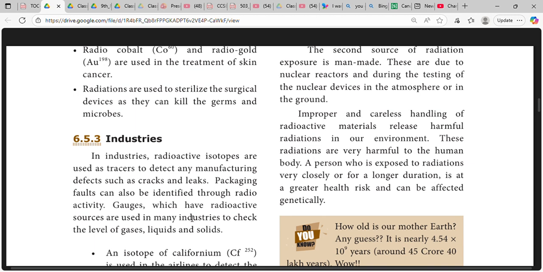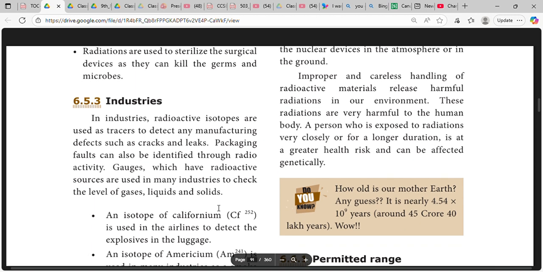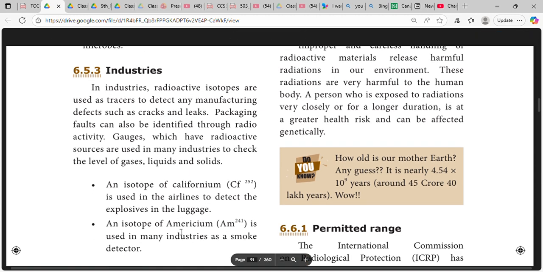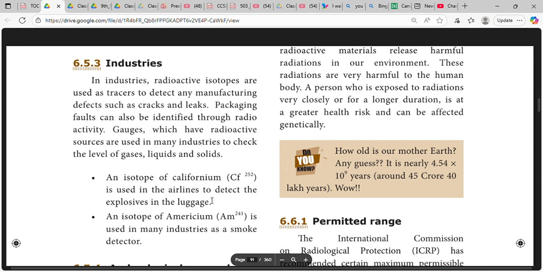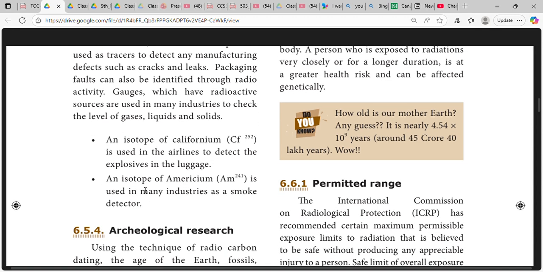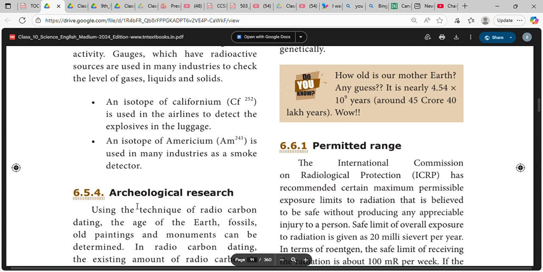Gauges which have radioactive sources are used in many industries to check the level of gases, liquids, and solids. An isotope of californium, Cf252, is used in airlines to detect explosives in luggage. An isotope of americium, Am241, is used in many industries as a smoke detector.